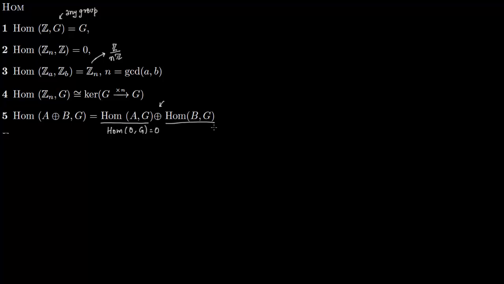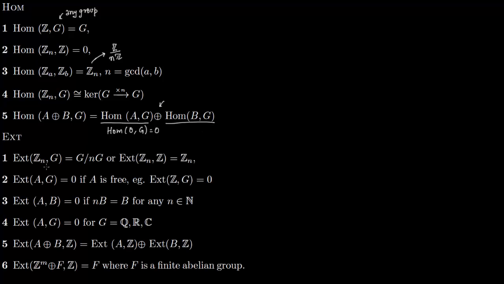Now we talk about properties of Ext. So Ext of Zn comma G is Gn modulo nG, and in particular you have this result. So this is an important result, we are going to use this later. Ext of Zn comma Z is Zn. Ext of A comma G is 0 if A is free. For example, Ext of integers comma G is 0. And in fact we are going to use this result again and again, that Ext of integers comma integers is 0.